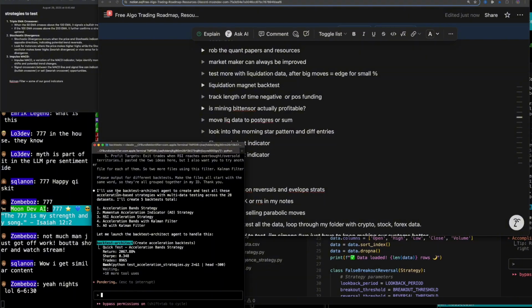Hard worker, dude. I'll use the backtest architect agent. Okay, so it looks like, damn, 2000% return. Test acceleration strategies.